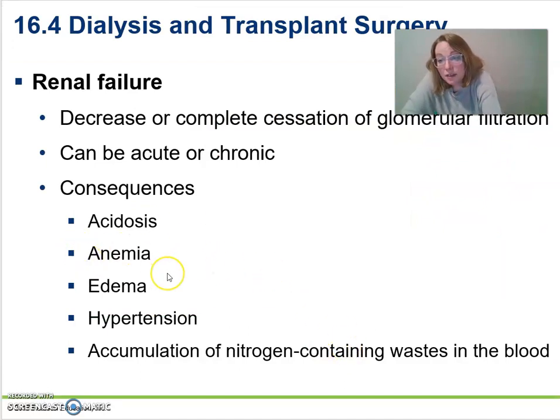We can have anemia, right? We're not making enough new red blood cells. We're not releasing EPO. Edema, swelling, we're not getting rid of enough water. High blood pressure, same thing. And then you'll have those wastes build up in your blood.